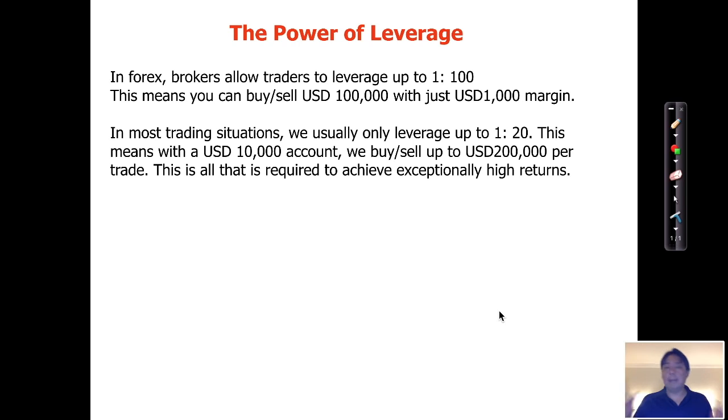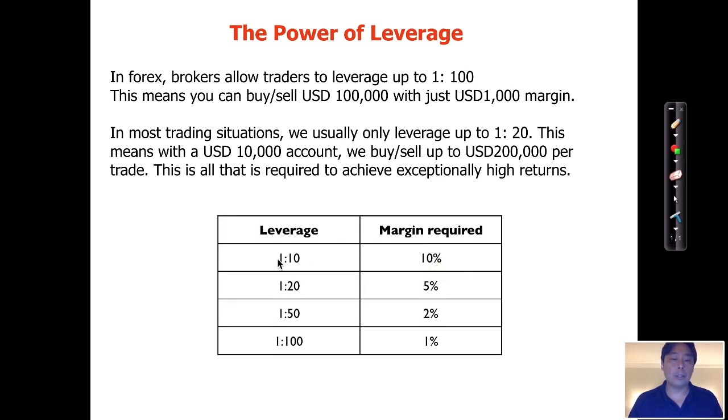So again, let me just talk a bit more about leverage. In Forex, most brokers will allow traders to leverage 1:100 times. So that means you can buy or sell 100,000 US dollars worth of currency with just $1,000 in your account. But in most trading situations, we usually only leverage 1:20. So this means that with a $10,000 account, we usually will buy or sell up to 200,000 worth of the currency at the very most. And that is all that's required to achieve exceptionally high returns consistently.